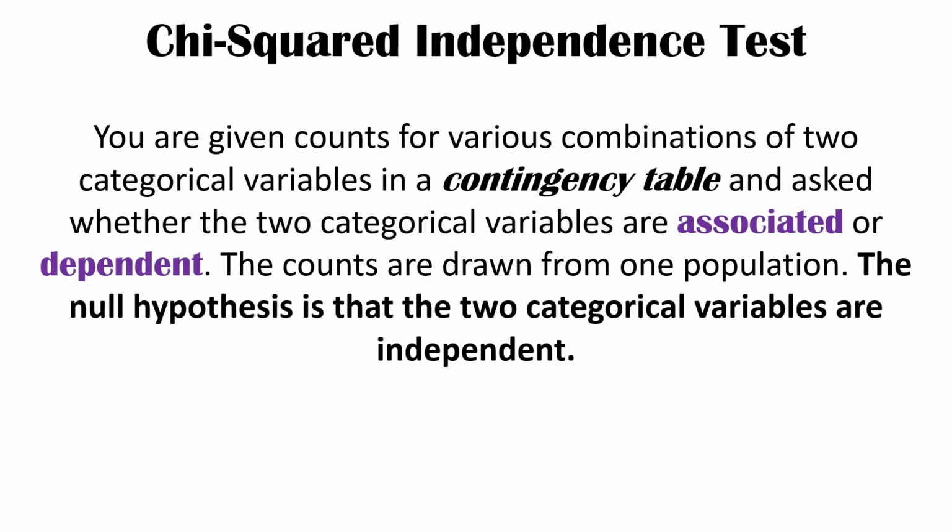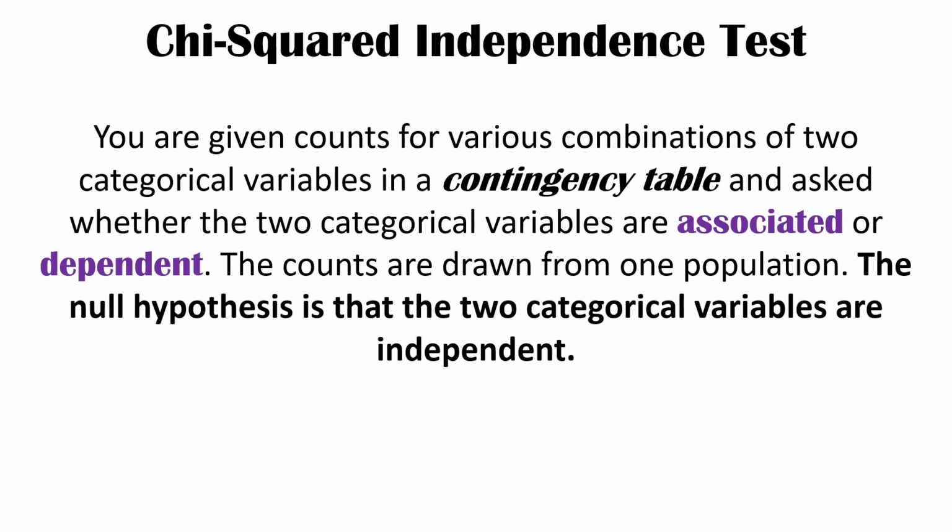So before we do anything else, let's just talk a little bit about this independence test. In general, you are to be given counts for various combinations of 2 categorical variables. And these will appear in what we call a contingency table. So the table that we just saw is a contingency table. In contrast, a frequency table is what you would see if the test was a goodness of fit test.